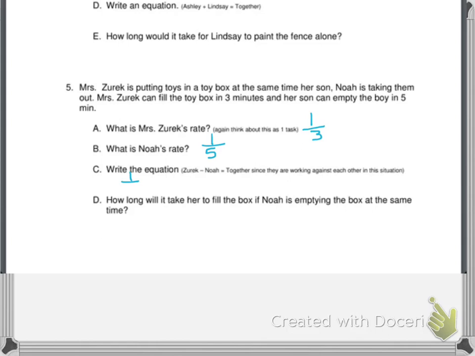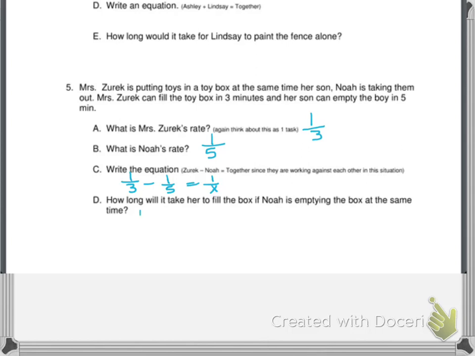So their equation is 1 over 3 minus 1 over 5 equals 1 over x, because they're working against each other. So that's why instead of adding now, we're subtracting. So they're not both putting away the toys. He's taking them out, and she's putting them away. Another way you'll see this problem is with the drain in like a bathtub. Like if someone is filling up the water and someone is draining it at the same time, then how long would it take to fill it up?